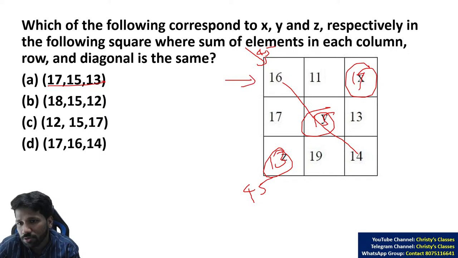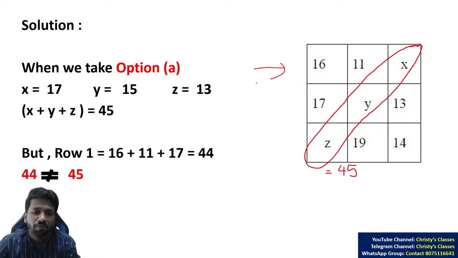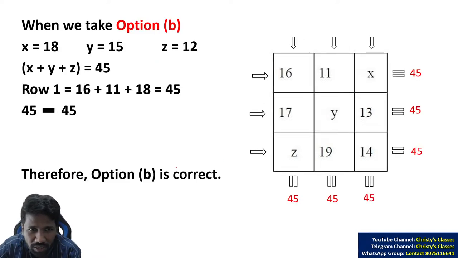And this sum also, let us check: 16, 11, 17. That will be 44 only, that is not 45. So option A can be eliminated, because this sum is 44. One row, one column or one diagonal contradicting will eliminate the option. So option A is eliminated.